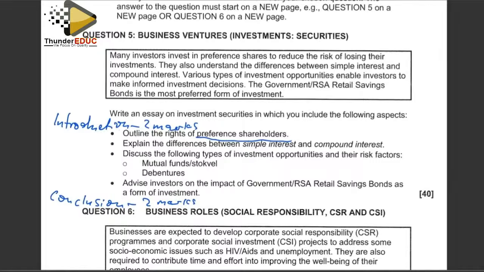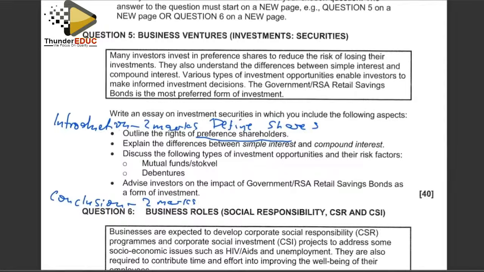So now here, remember, we just said you define shares that I just defined for you, saying that when you talk of these shares, we are saying that shares give investors the opportunity to obtain a part ownership of a business. So now let's check or outline the rights of preference shareholders.